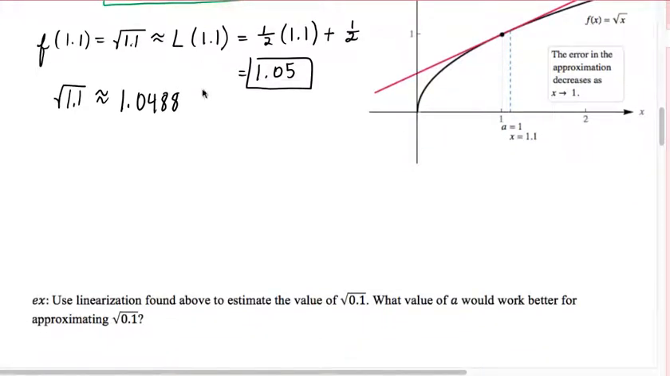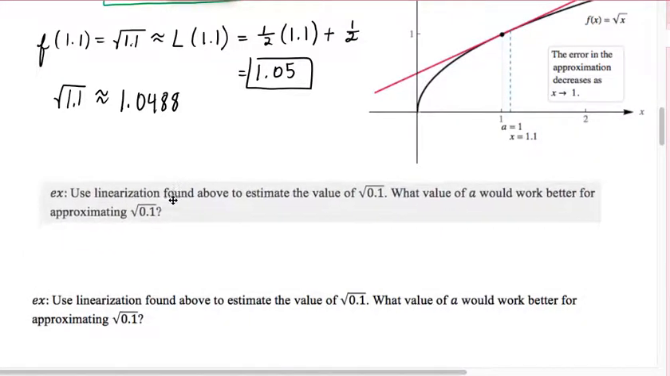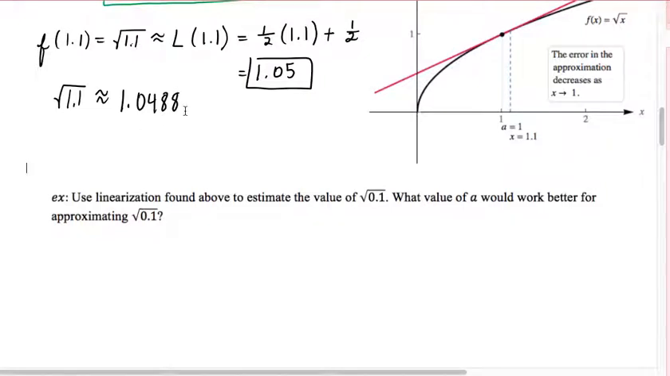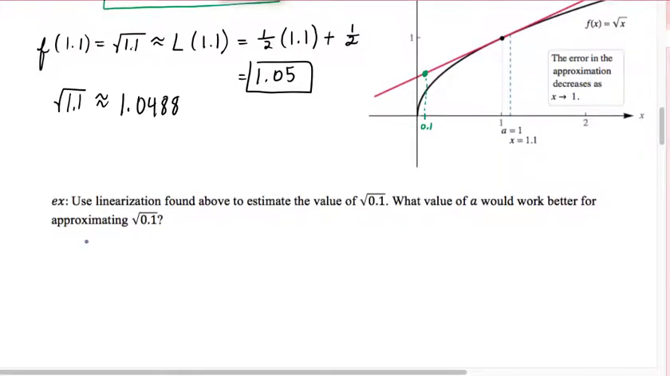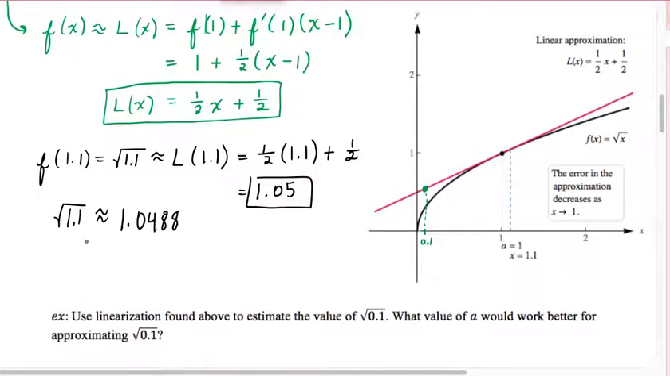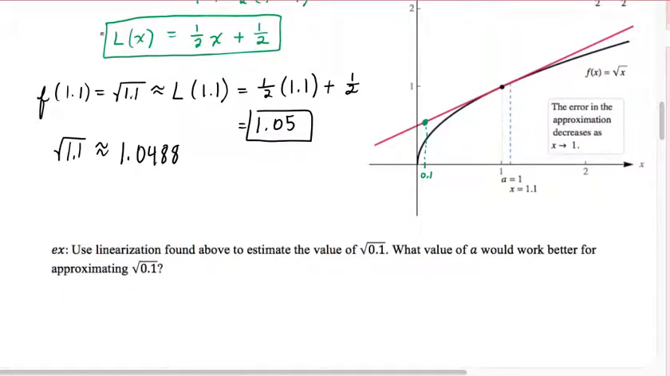Now, using that same linearization, let's use that to estimate the value of the square root of 0.1. Now, this is obviously going to be a little bit off, because if you come up here to this picture, 1 is here, 0.1 might be right about in there or so. So you can see there's going to be quite a bit of error, and that's really just what I want to illustrate here. So we're going to use this function L of x right here to approximate the value of the square root of 0.1, and this is really an inappropriate approximation to use, but I want to show you what happens.